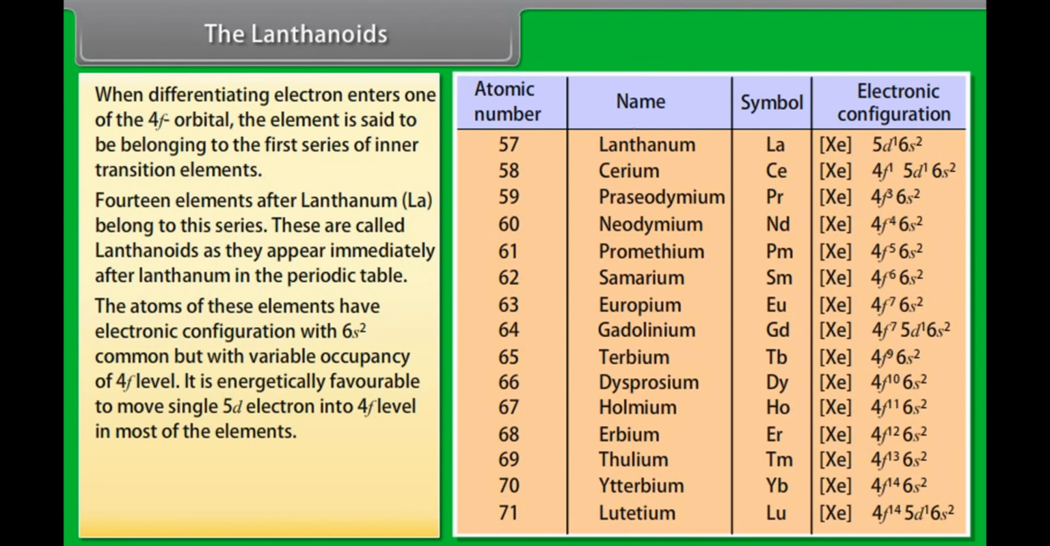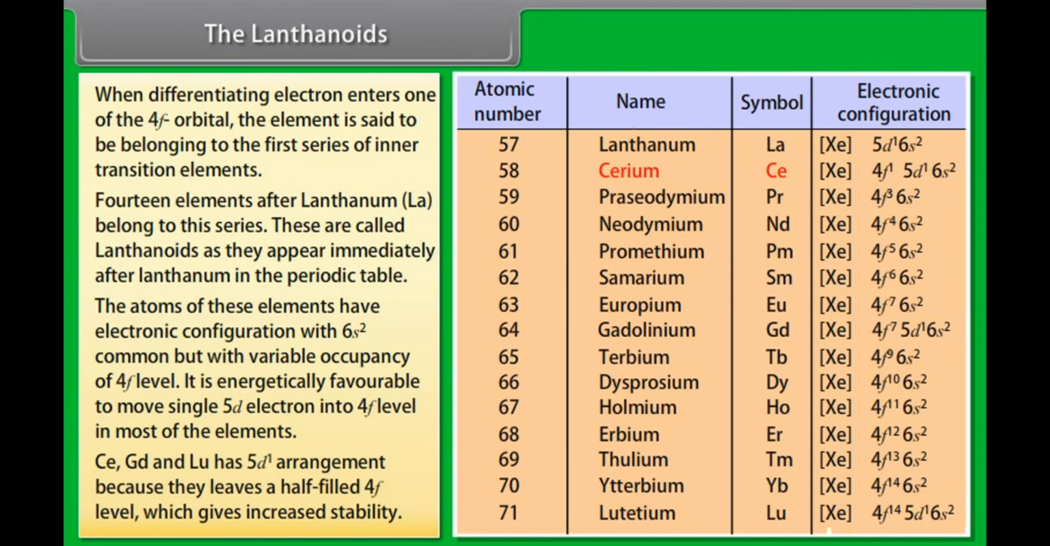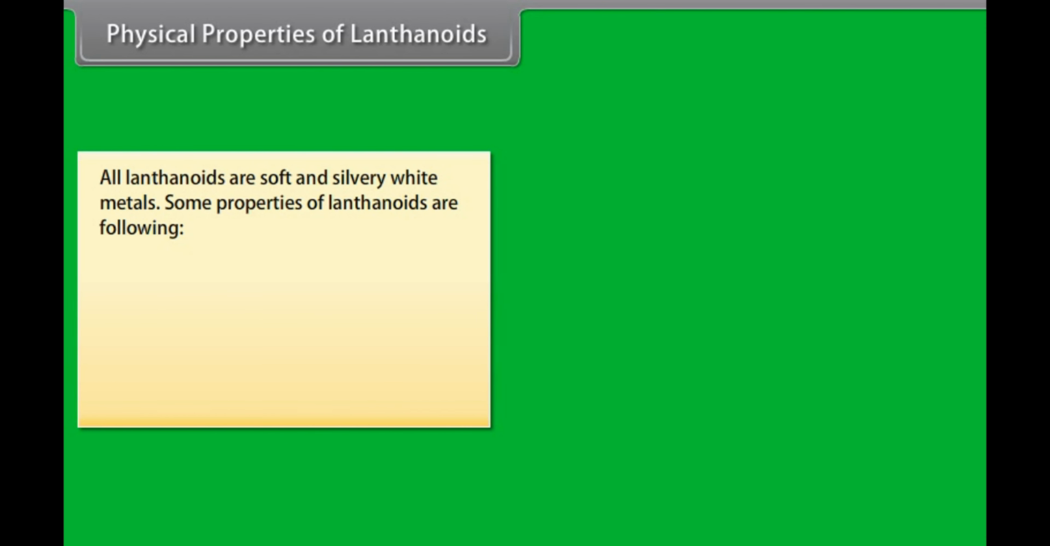The atoms of these elements have electronic configuration with 6s2 common but with variable occupancy of the 4f level. It is energetically favorable to move a single 5d electron into the 4f level in most of the elements. Cerium, gadolinium and lutetium have a 5d1 arrangement because they leave a half-filled 4f level, which gives increased stability. Physical properties of lanthanoids. All lanthanoids are soft and silvery white metals. Some properties of lanthanoids are the following.